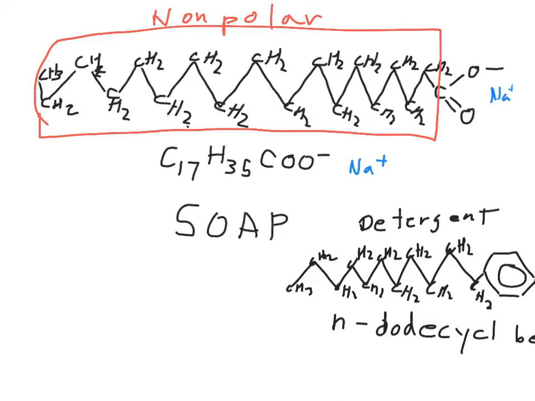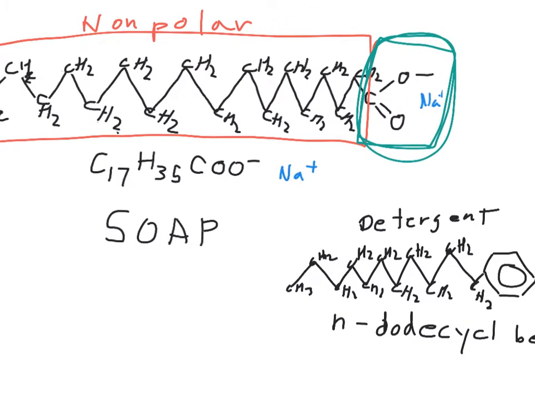Then down here, you have carbon bonded to 2 oxygens. This carbon bonded to 2 oxygens, guess what? That area of the molecule is actually polar. So what you have with a soap is a nonpolar tail and a polar head, so to speak. This part of the molecule is capable of interacting with your fats. This part can interact with your polar molecules, such as water.